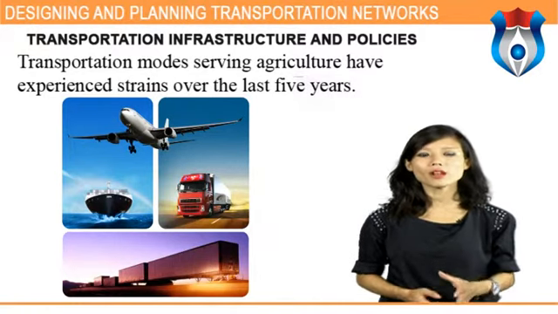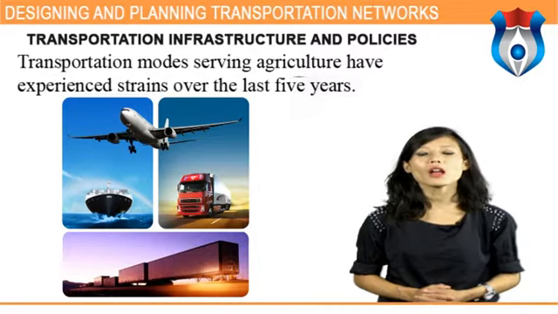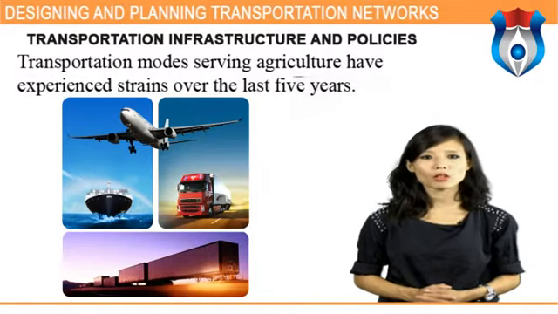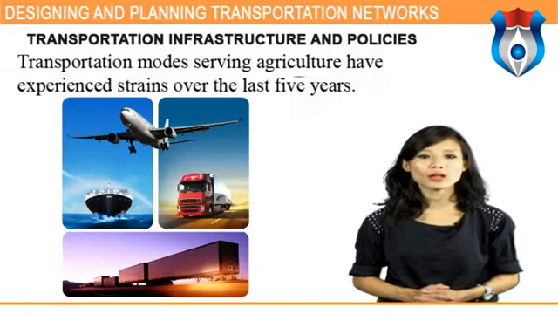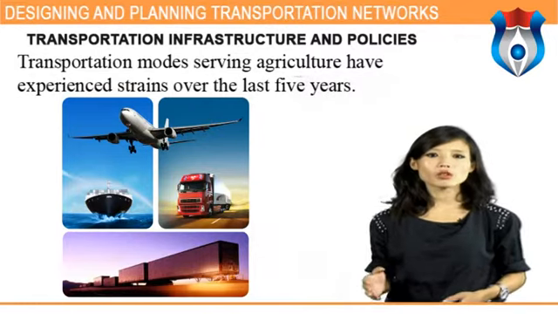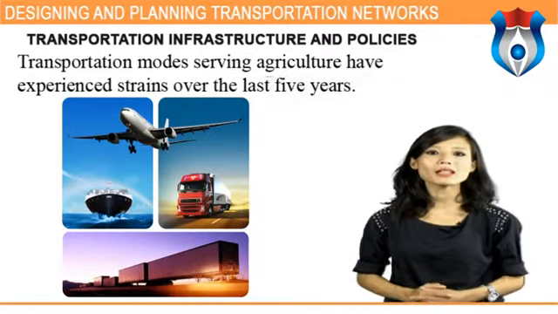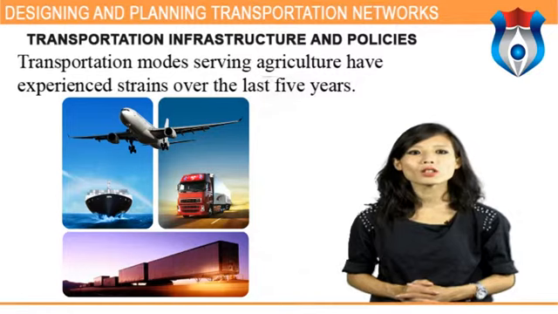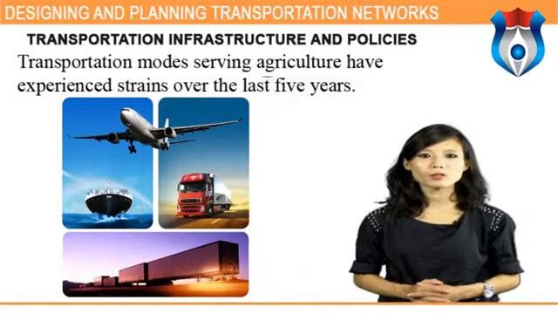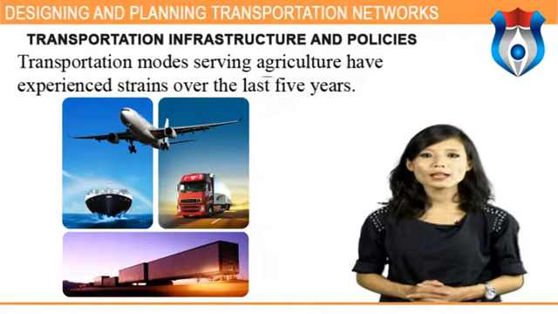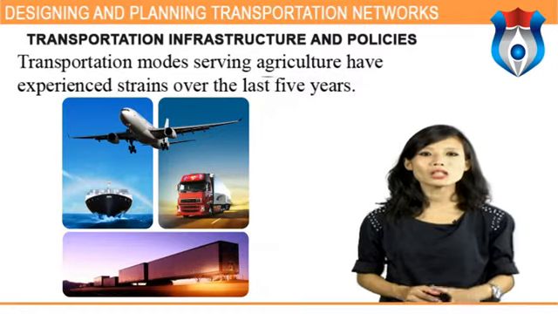Transportation modes serving agriculture have experienced strains over the last 5 years. The current capacity for storage, trains, loading, ships, port capacity, etc. will be inadequate to meet projected demand for US feed and food products from China, India, and Southeast Asia.